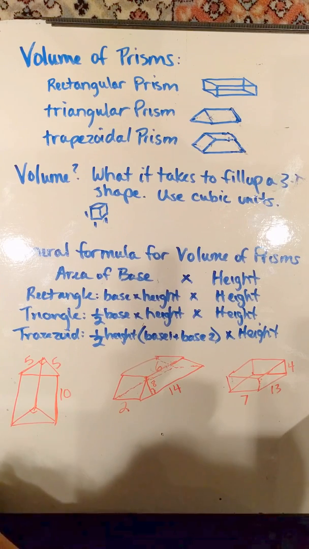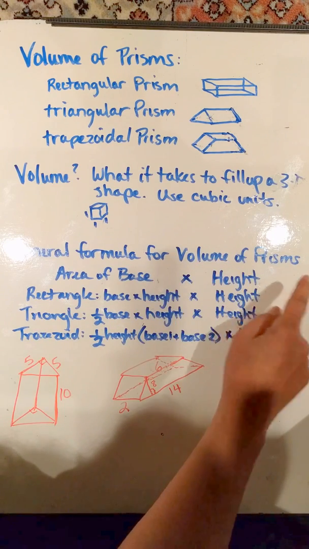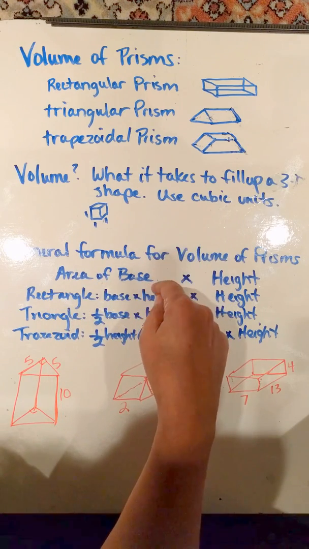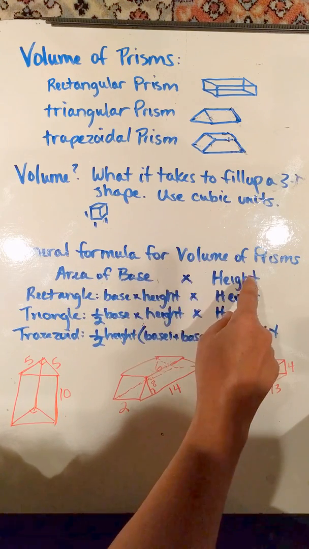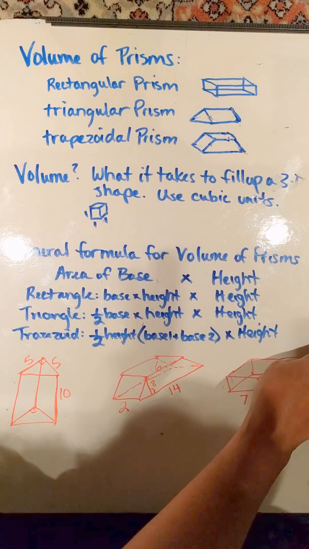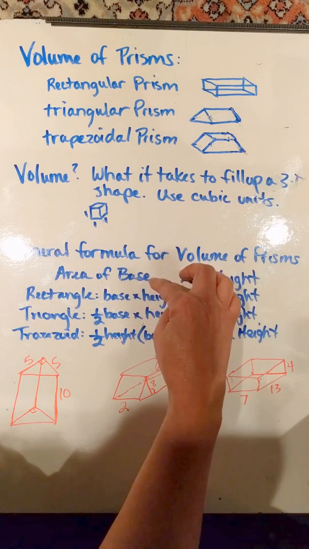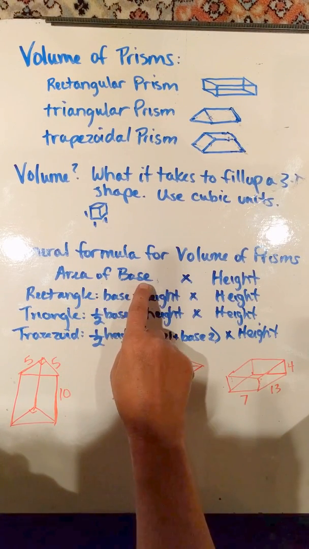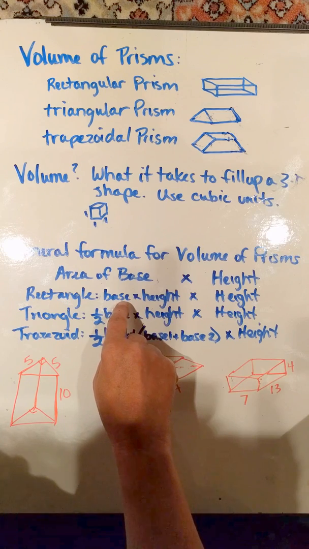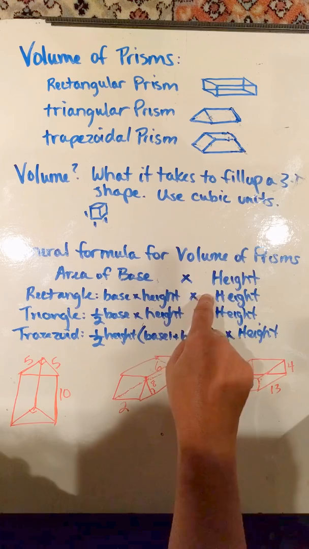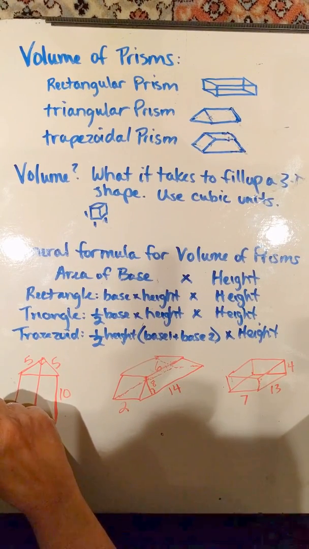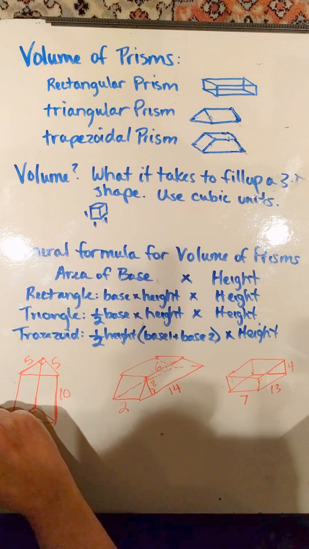Now the general formula for finding the volume of prisms is you take the area of a base of a prism times the height. So let's take a look at that. The base of a rectangular prism is just a rectangle, and generally we calculate the area of a rectangle as base times height, and then we multiply it by the other dimension that a 3D shape gives us, which is the bigger height.